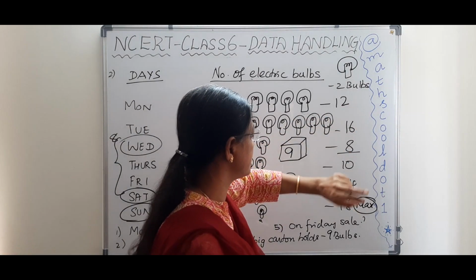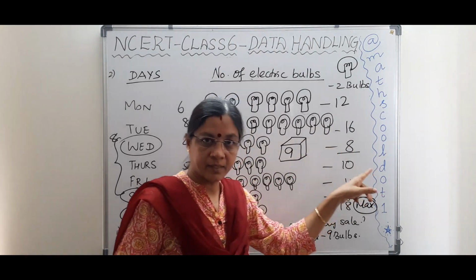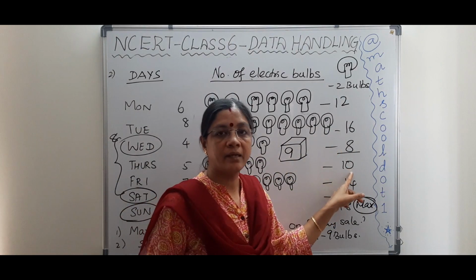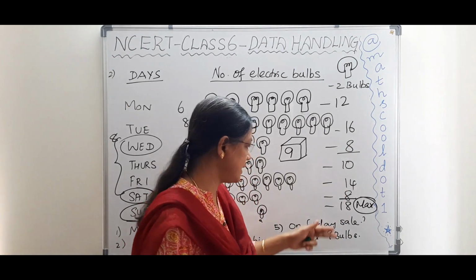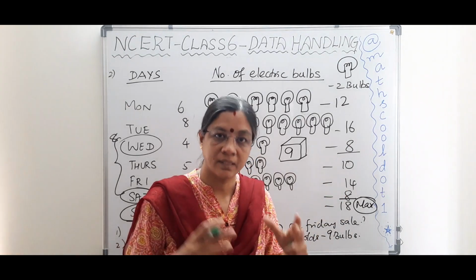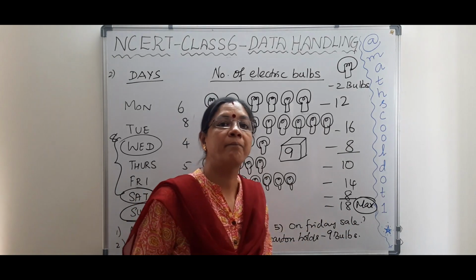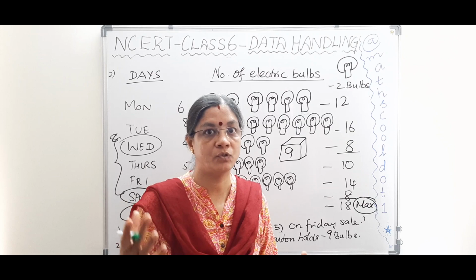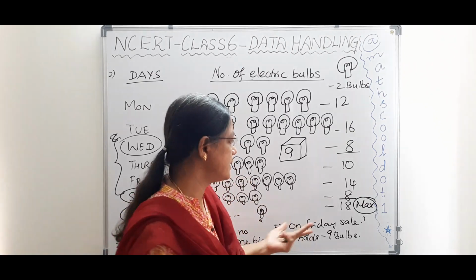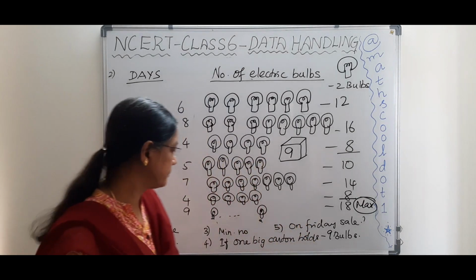12 plus 16 is 28. 28 plus 8 is 36. 36 plus 10 is 46. And 46 plus 14 is 60. 60 plus 8 is 68. And 68 plus 18 gives you 86, right? So there are 86 bulbs.